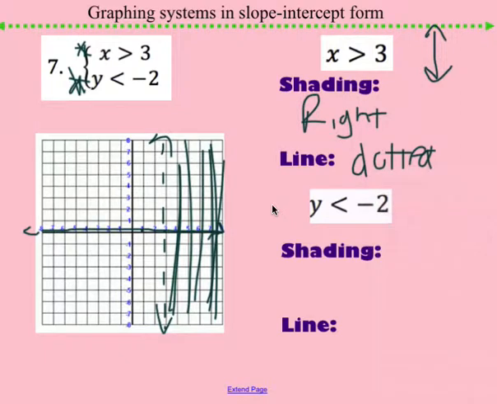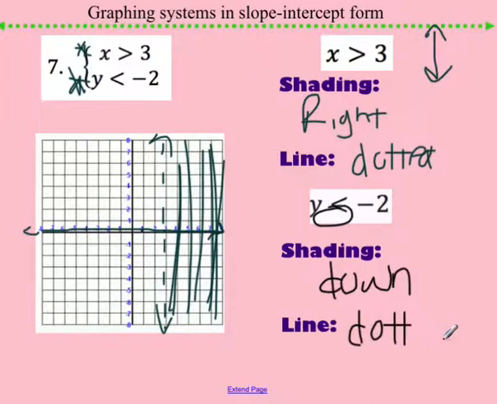So I notice that the inequality symbol is facing away, and since it's a horizontal line, I can still use that up and down idea. So I'm going to be shading down. All right, then I notice that there's no solid line underneath the inequality, so that's going to be a dotted line. So I'm crossing at -2, so I'm going to draw a horizontal line, and then I'm going to shade down.